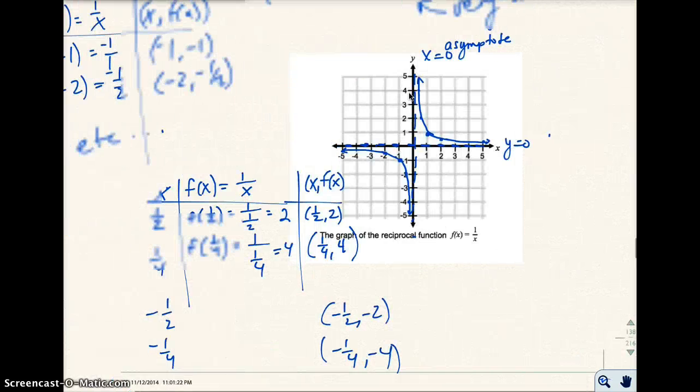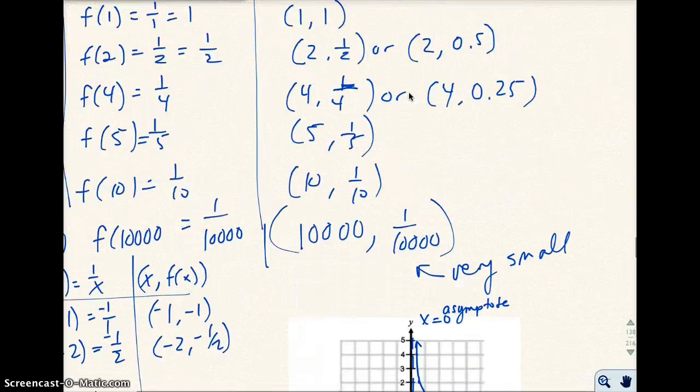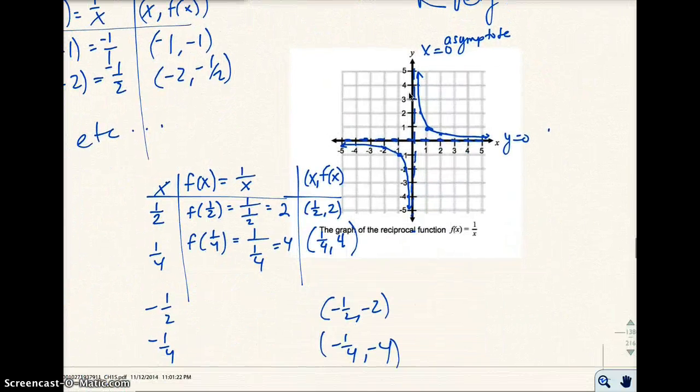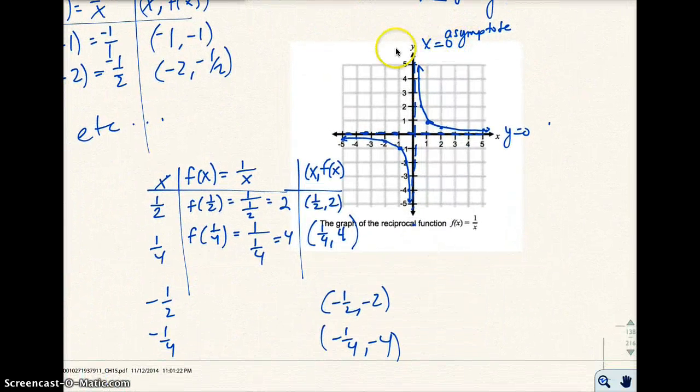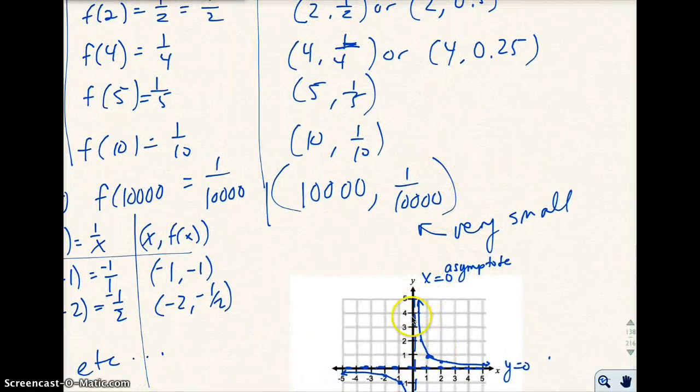Okay, and that would be the most basic reciprocal function, or basic rational function, which is the reciprocal function. So I want to make sure I clarify something I said earlier. I went ahead and drew this asymptote here because x can never equal 0. So I put a dotted line there to indicate that this graph will never touch 0. It'll be very close.